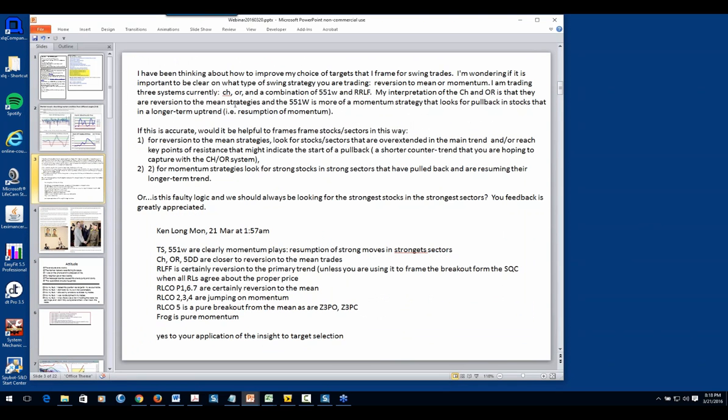The next one I want to talk about is to go over a question and answer I did with Catherine. I thought she had some really good insights in here. So I just want to review her message from the message board. So she's been thinking about improving choice of targets for swing trades.